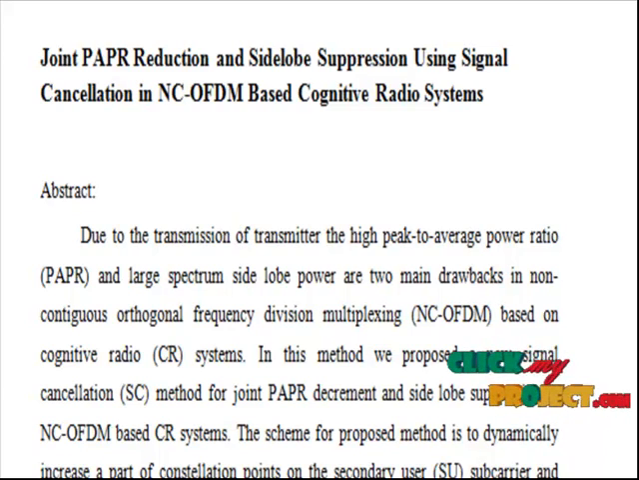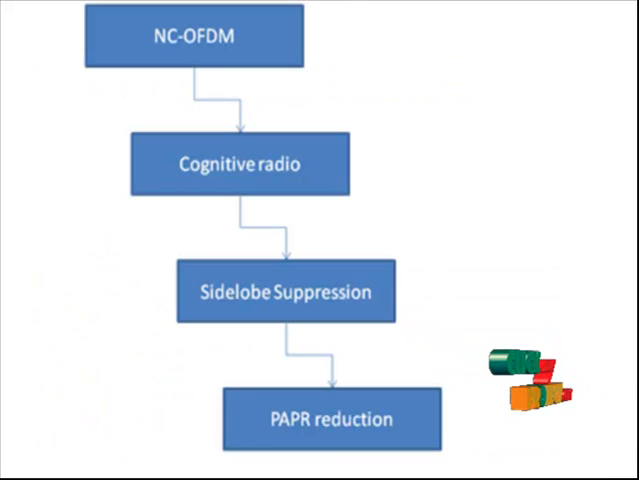The NC-OFDM based CR system has many advantages, but it also has disadvantages. Hence, it is highly desirable to suppress the spectrum sidelobe as much as possible in the NC-OFDM based CR system. We use the popular modulation technique, orthogonal frequency division multiplexing, in the CR system.